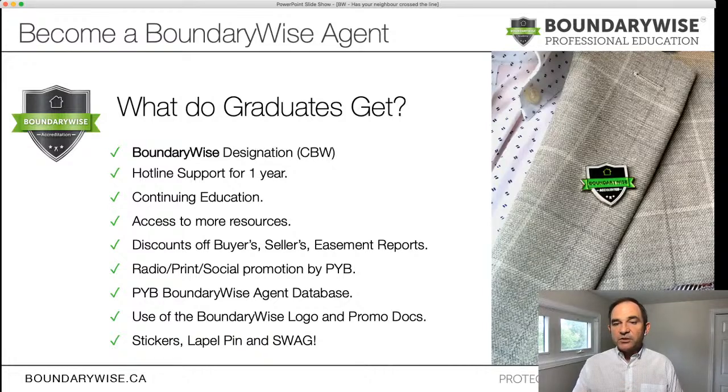What do you get? I want to focus on the first 2 things here. First of all, you get the professional designation, CBW, Certified Boundary Wise. You add that on your business card. You add the logo to your website. You even get a nice little pin like you see here that you can wear if you choose. I got a sticker on my car, whatever. The point is it's a professional designation.